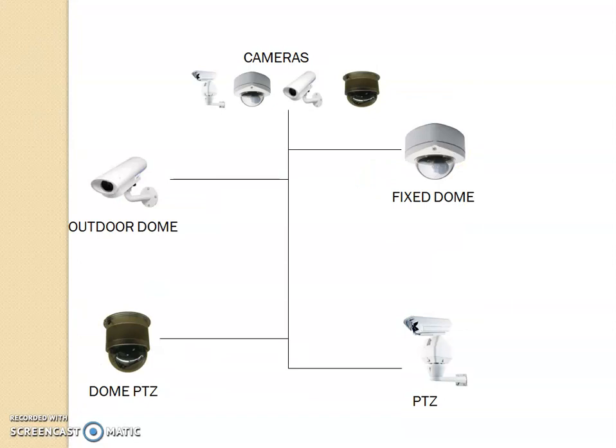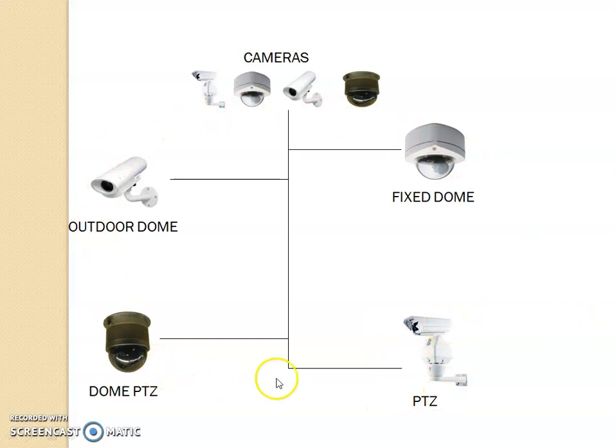Coming to camera. There is a wide range of cameras available for CCTV systems, out of which you see outdoor domes and indoor ones also. In outdoor dome, you can see these kinds of equipment which have been fixed onto the surface of the wall or sometimes in the ceiling. You must have seen fixed dome also, and there are also devices which are called dome PTZ. PTZ is nothing but pan, tilt and zoom.